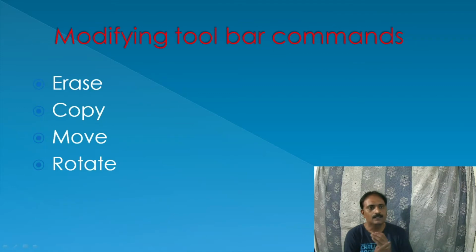Next, we are going to have some of the modifying toolbar commands in the next video. In the next slide we are going to have erase, copy, move and rotate. Erase means we are going to delete the drawing wherever we need, and copy means we are going to copy the particulars. Move means we are going to move the drawing from one place to another place with respect to a base point, and rotate, with respect to the base point, we are going to rotate the drawing. So these are the four important modifying commands that we are going to use to edit the drawing. So let me go through this.